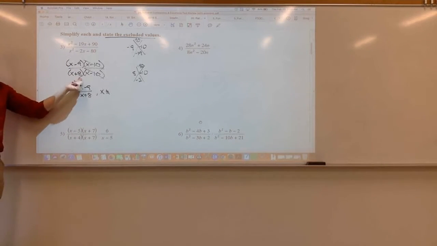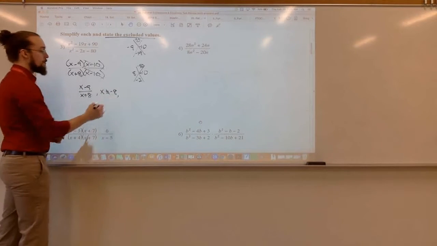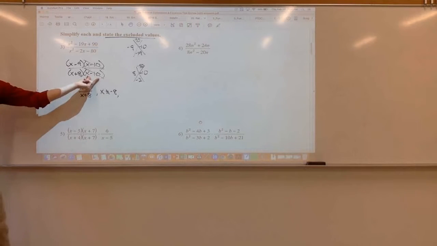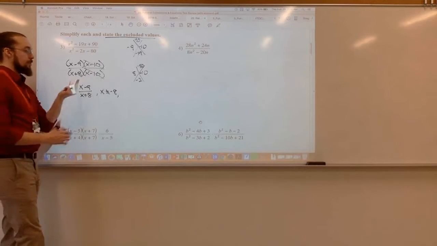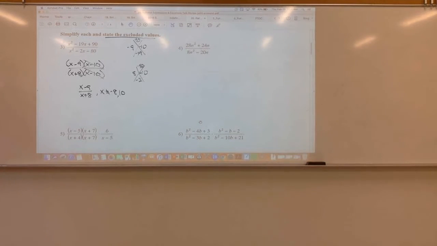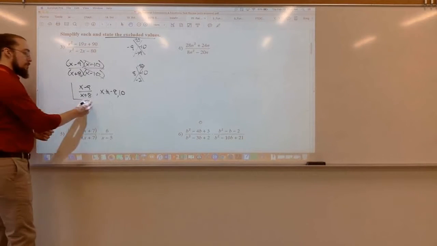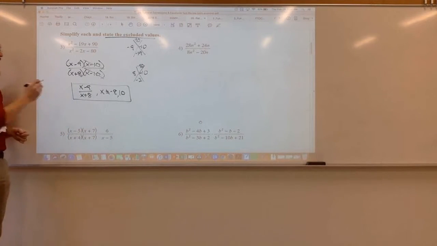So negative 8 plus 8 would be 0. So that means x cannot be negative 8. And positive 10 would make this factor equal to 0. So x cannot be 10 either. Remember, even if we cancel the factor out in the denominator, we will still get a restriction from that. So we get restrictions from both of these. So this whole thing, simplified fraction and my restrictions, is my answer. Okay with that one?